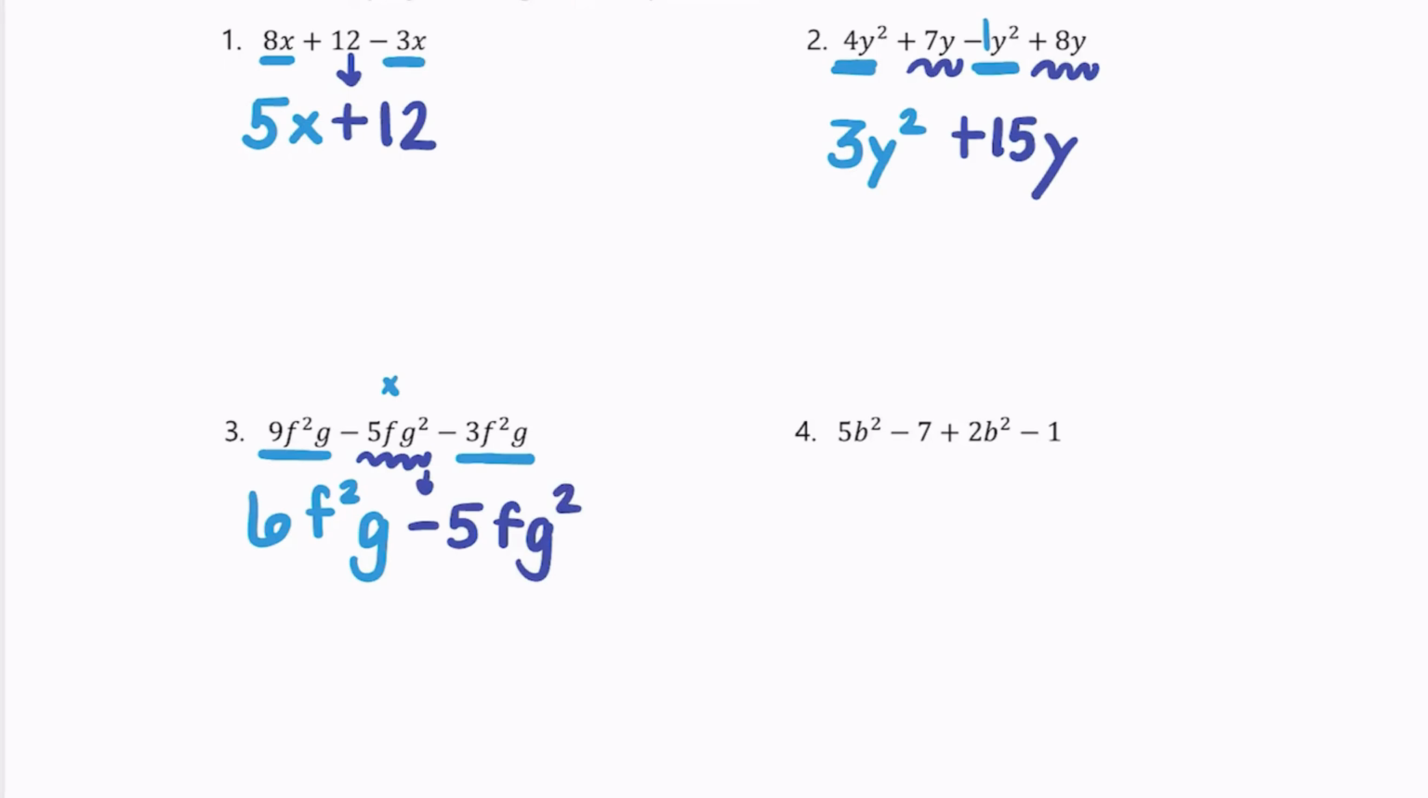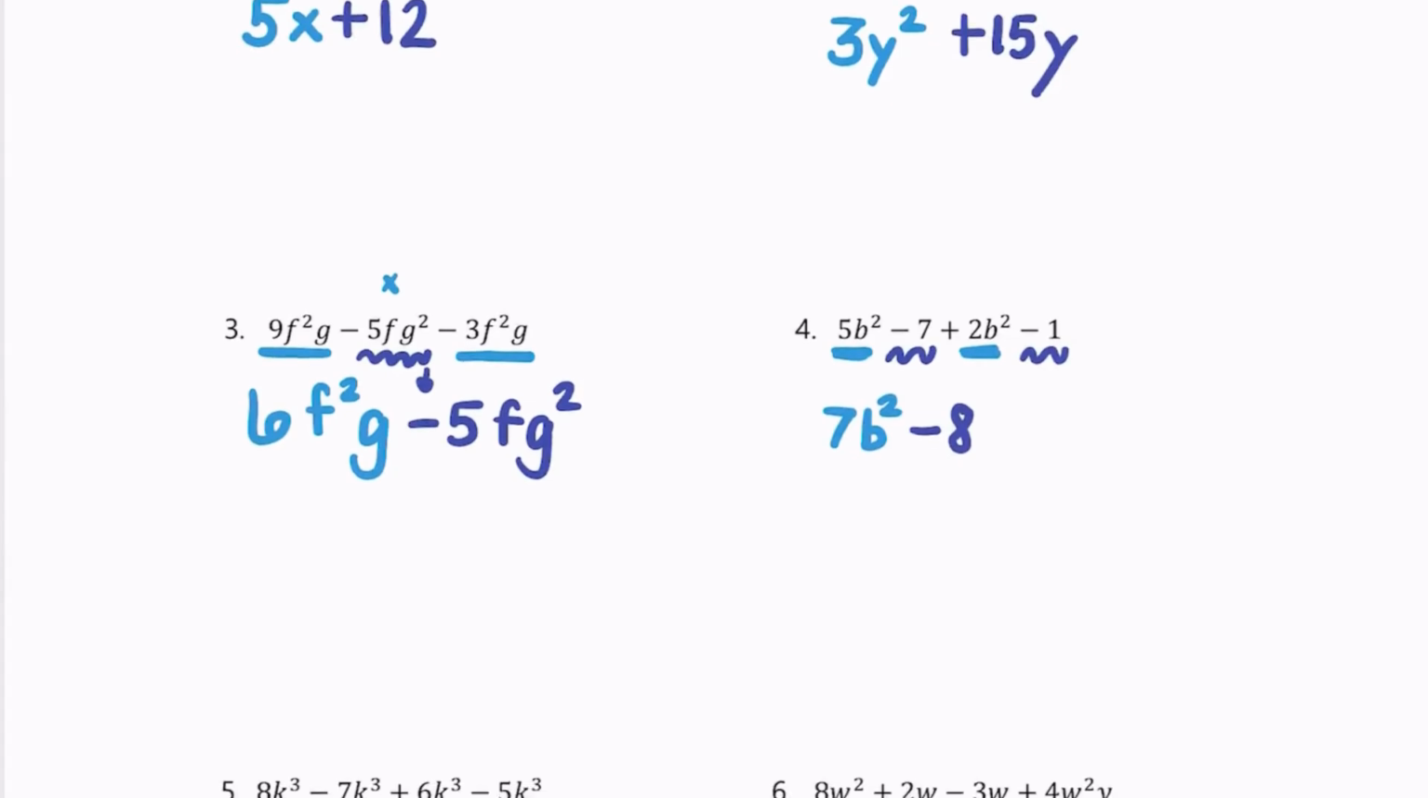Looking at number 4, we see a 5b squared. That's going to match with 2b squared. 5b squared plus 2b squared will give us 7b squared. And now we do have 2 constants, and remember, constants are like terms. When there's no variable, we can combine those. So we're going to be doing negative 7 minus 1, which will give us negative 8. Okay, and then we have our last 2.